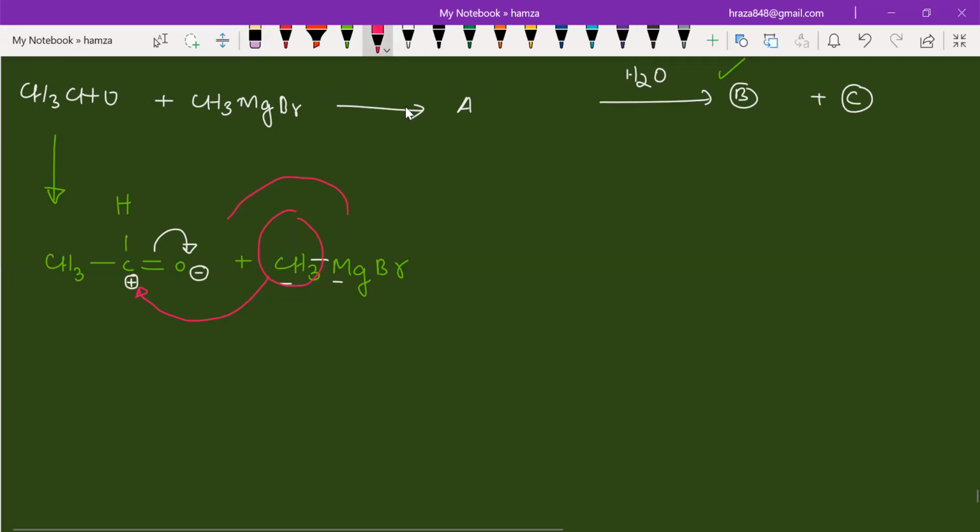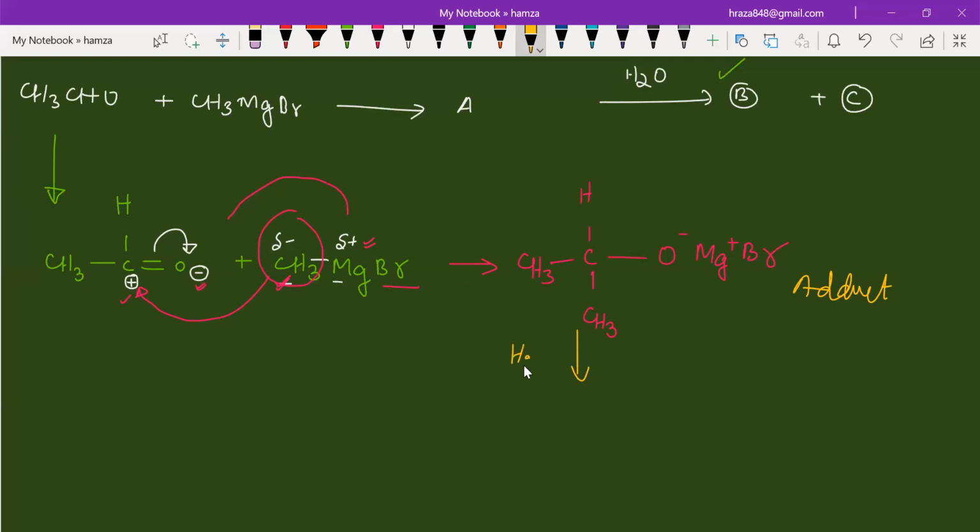Carbon is more electronegative, so it will have delta negative charge and the magnesium will have delta positive charge. Now you can see this negative will be attracted by this positive, and this negative attracts this positive. So what we will get, first of all, I'm going to write the same. This is CH3, this is hydrogen, and this CH3 will come here, and the bond between carbon and carbon, which was double, will now be single, and this is negative and this will be positive, Mg plus, and then Br. This is an adduct, and we are going to do hydrolysis of this.